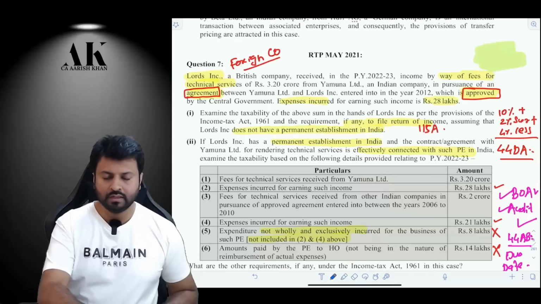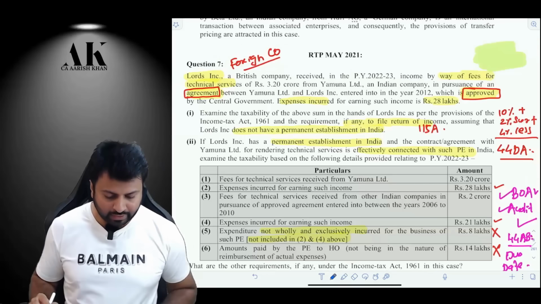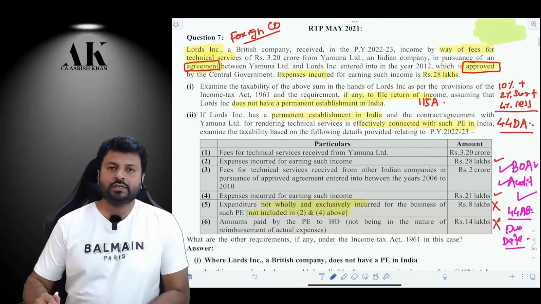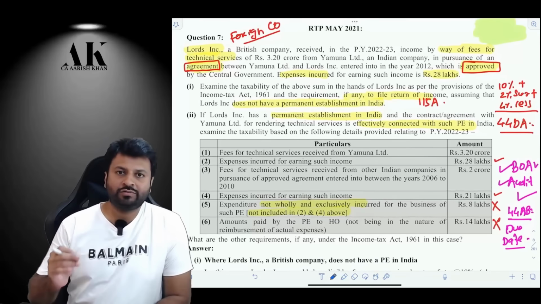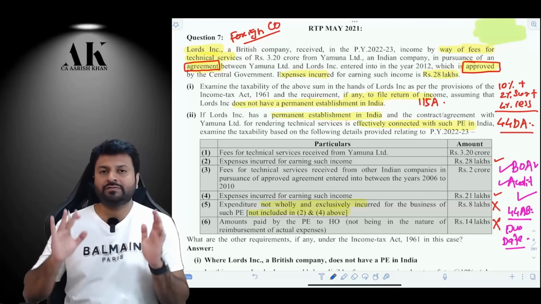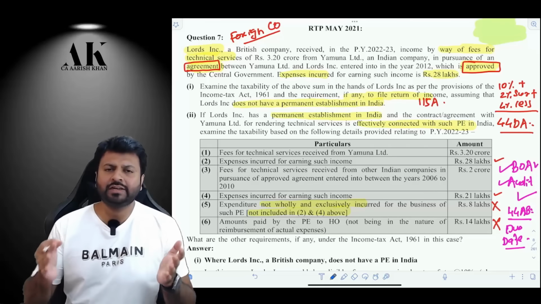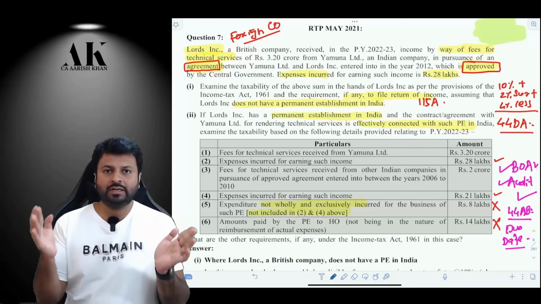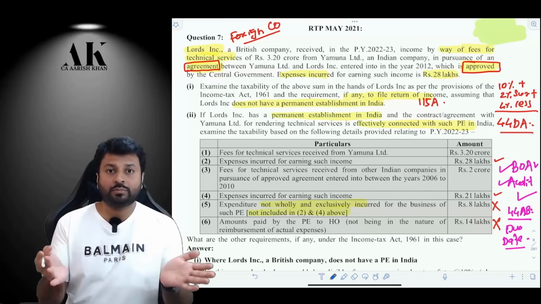Okay. So let's move on to the next RTP, that is the May 21 RTP, in which the first question itself is based on non-resident taxation, your favorite topic. Now, the first question over here is based on NR taxation, in which there is a foreign company providing fees for technical services to an Indian company, and there is an agreement between both of them, and the agreement is also approved by the central government.